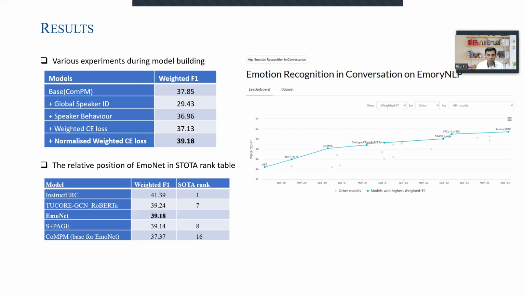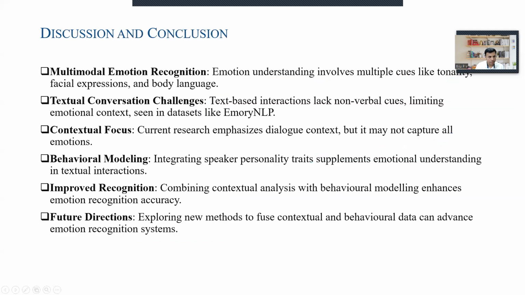So you can see on the right side the emotion recognition in conversation results for Emory NLP, the evolution of the prominent models. This graph shows from early 2020 till September 2023, and the best performing state-of-the-art ERC model is InstructERC, and it gets 41.39. So that is the result.